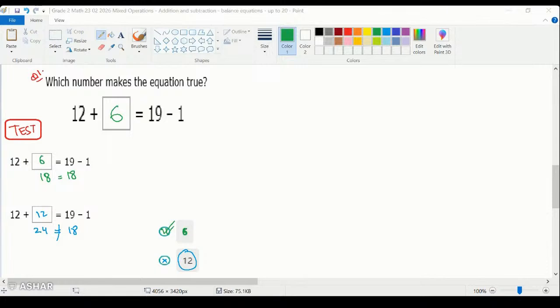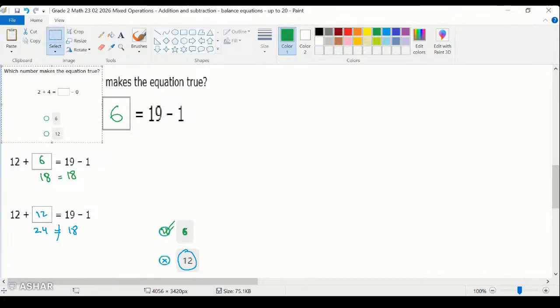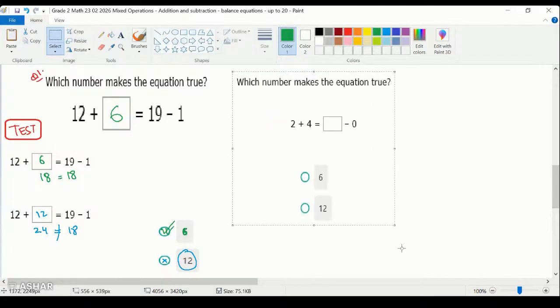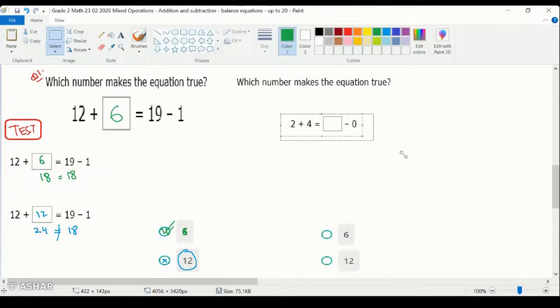For the next question, we will simply substitute, which means put the answers into the equation, into the question. Okay, so the next question says this. The same values are given to us. It does not make any difference. This is our question number 2 from the test.